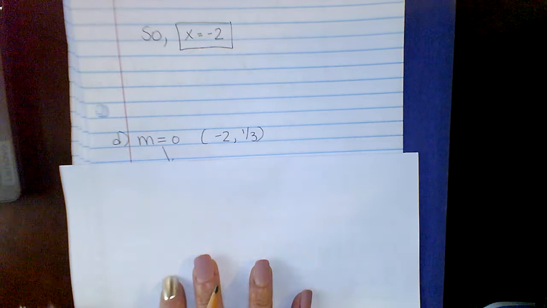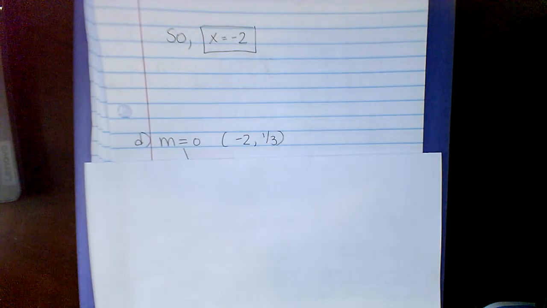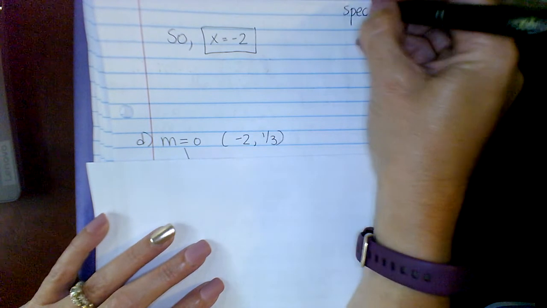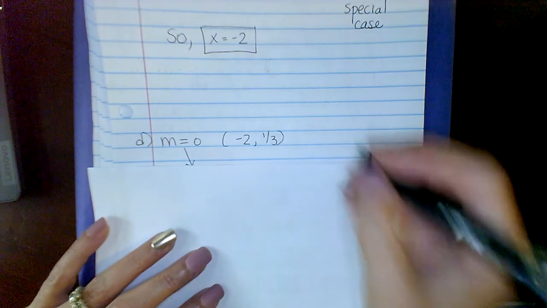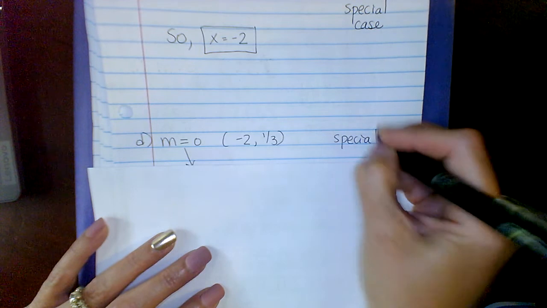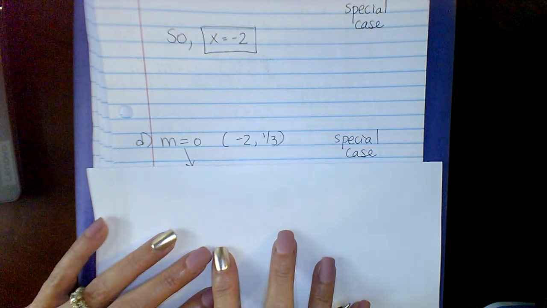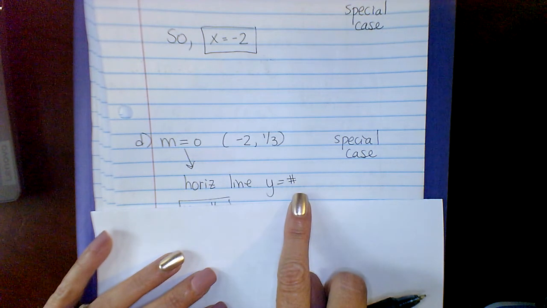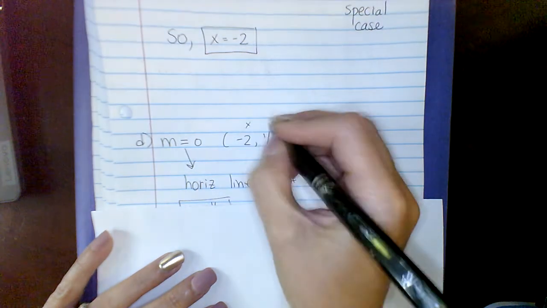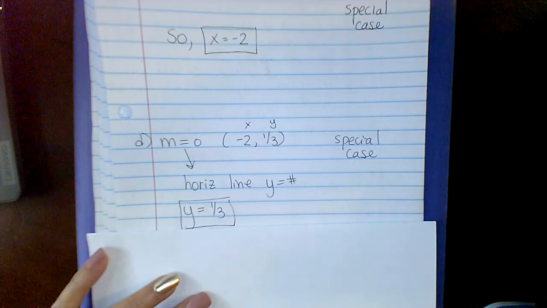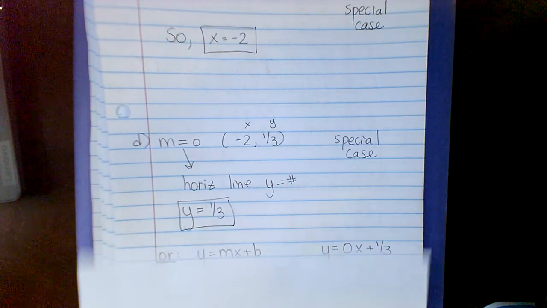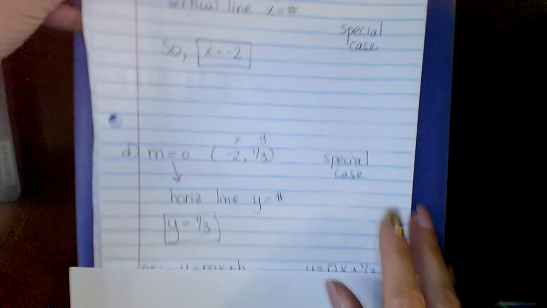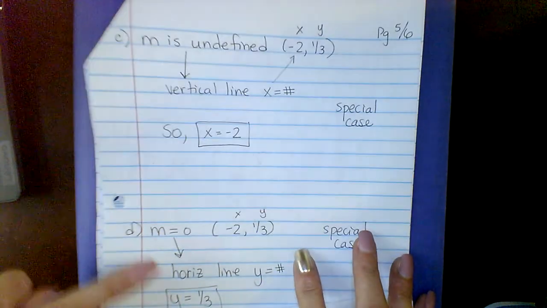Similarly, if it's a zero slope, we know that's a special case. So let me just keep labeling these so that you don't think I'm skipping out on work here. This is a special case of a horizontal line. So that has the equation of y equals a constant. Now, which number do we use? Well, x, y. Use the y number. So it's y equals 1/3. They really are just that easy. But the trick is you have to recognize those special cases, that undefined and that zero.